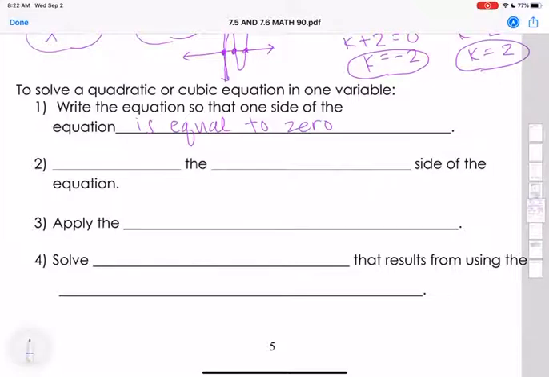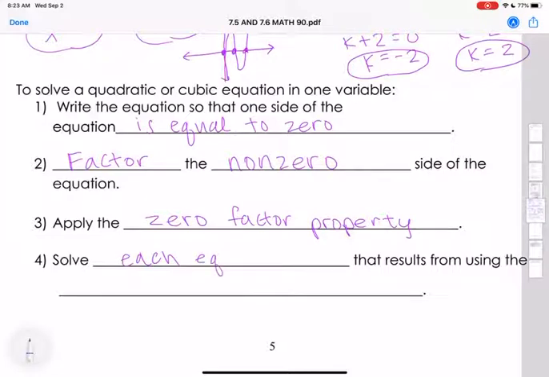Then we had to factor the non-zero side, because one side was equal to 0, right? Had to factor the non-zero side of the equation. Then we apply a property, what do we do? It's called the zero factor property. And then we had to solve each equation that results from using the zero factor property.